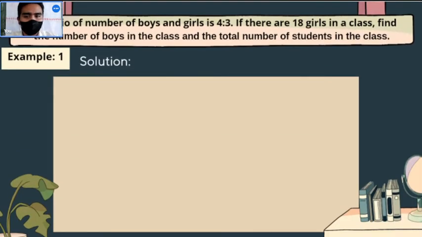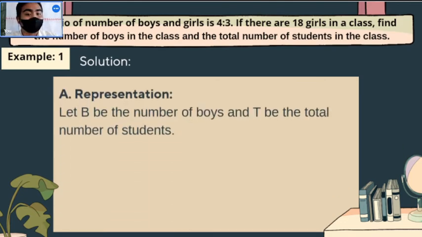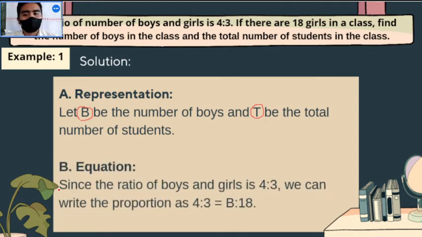First, first is to write your given, to have the representation. Please remember this one, ha. Take note. Representation. Let us tell that B is for the boys, and let us tell that T is the total number of students. Okay? So these two are the missing ones. So what's the next step is to write it down in a ratio form. So we are going to equate already by how?